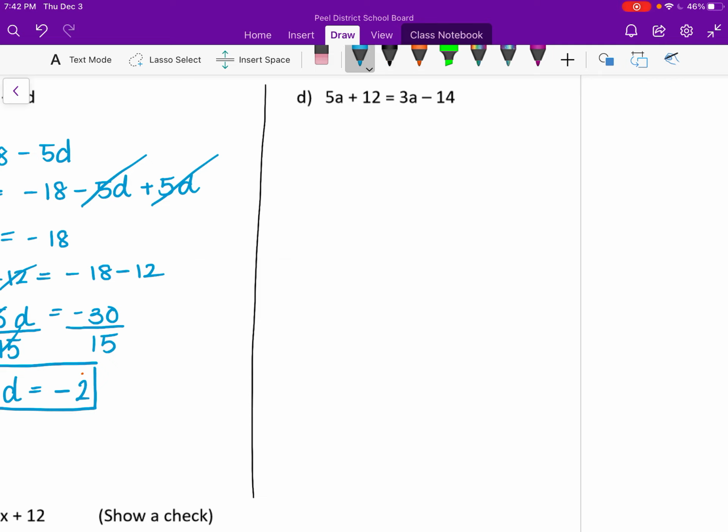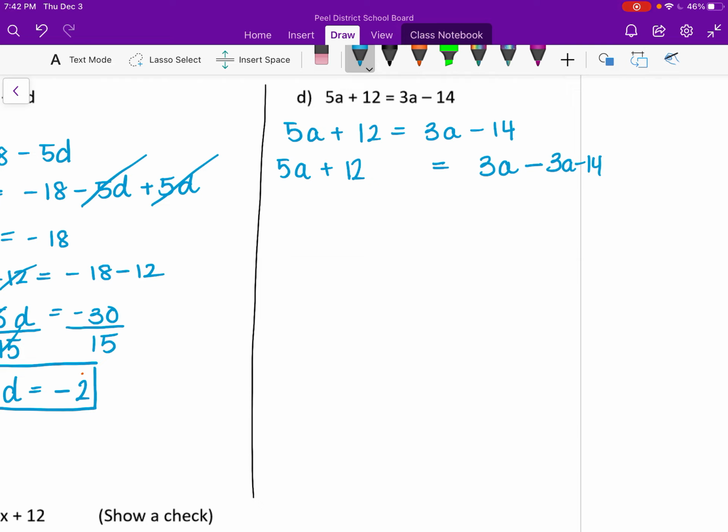Moving on. We're going to do number D, just so that you can go back and check it as well. So I have 5a plus 12 is equal to 3a minus 14, right? I'm going to want to put all of my variables on the left-hand side. So I'm going to move and get rid of this 3a over here. So 5a plus 12 is equal to 3a minus 3a minus 14, right? Because I want to get rid of that 3a.